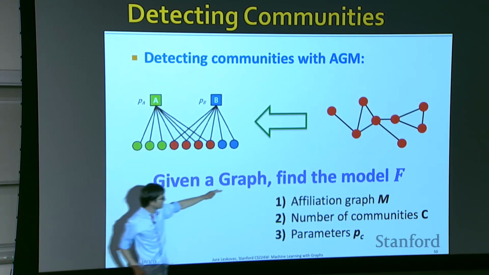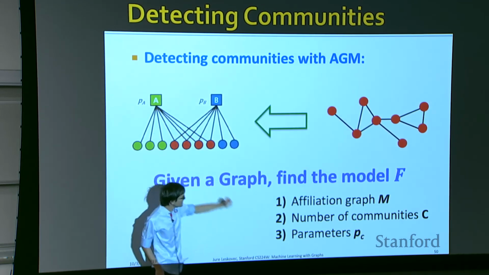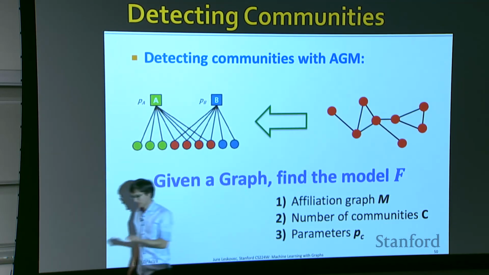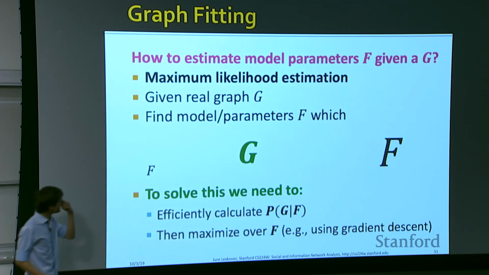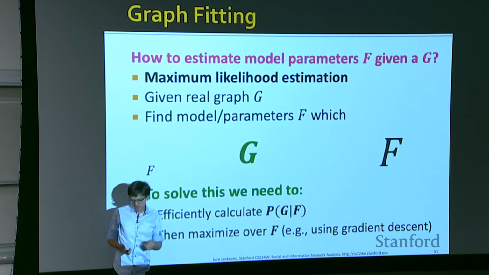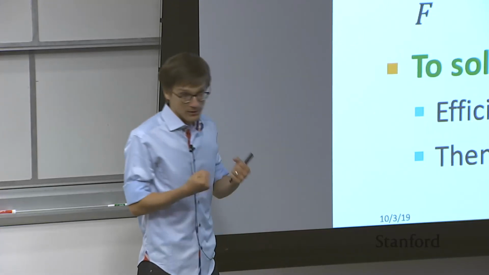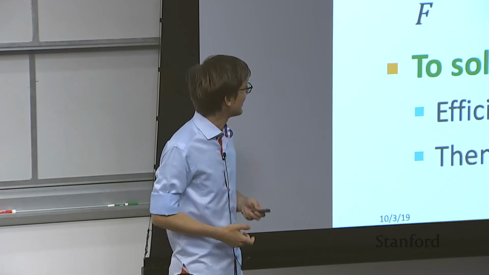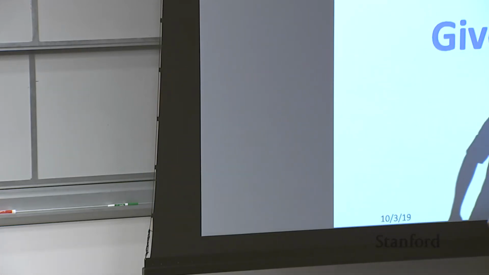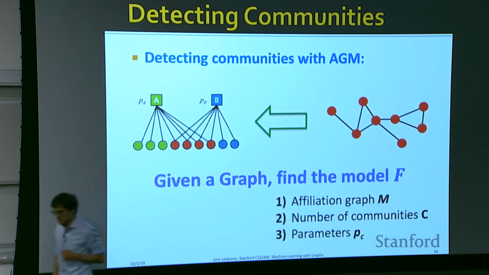When I say find the model, what do we need to find? Given this graph, we need to find the number of communities, and then we need to find these community parameters P sub C. So let me tell you how we are going to do this. If you haven't yet seen this, this is an example of what is called maximum likelihood estimation. So the question is, how do I estimate the parameters of my model F? In my case, the model parameters are essentially the specification of this graph. How do I discover them?